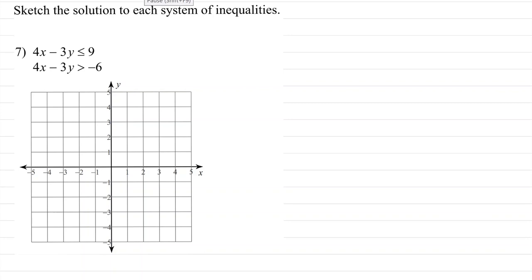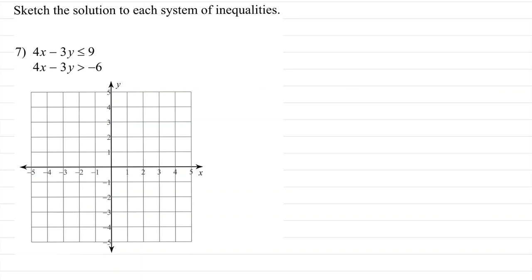Welcome back, students. This is example number 7 from the in-class practice notes sheet I gave you on December the 3rd on System of Inequalities. First thing you notice is that both inequalities are not in slope-intercept form, but we could easily change them to slope-intercept form. So let's go ahead and do that.